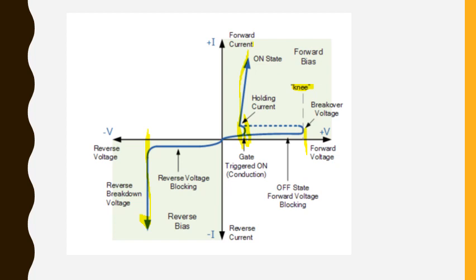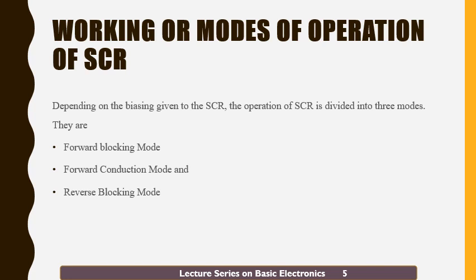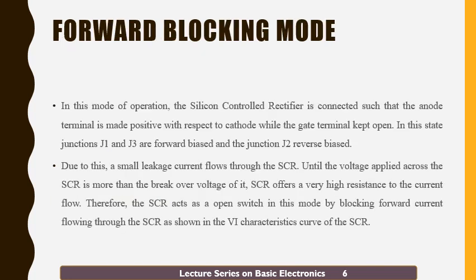Now we will look at what is this forward blocking state, forward conducting state, and then reverse blocking state, the working or modes of operation of SCR. So there are three modes. One is called forward blocking mode, forward conduction mode, and then we have reverse blocking mode. Forward blocking mode means until and unless SCR is turned on, and when SCR is turned on, this is conduction mode. When it is operated in reverse bias direction, then it is called reverse blocking.